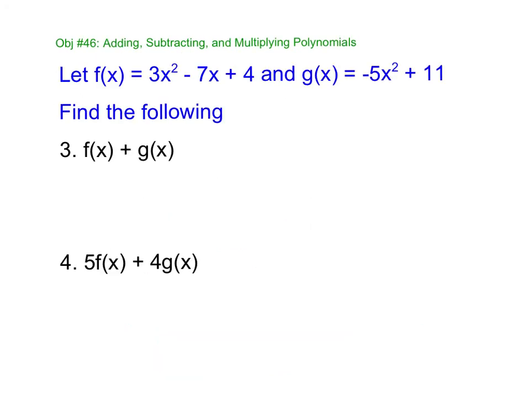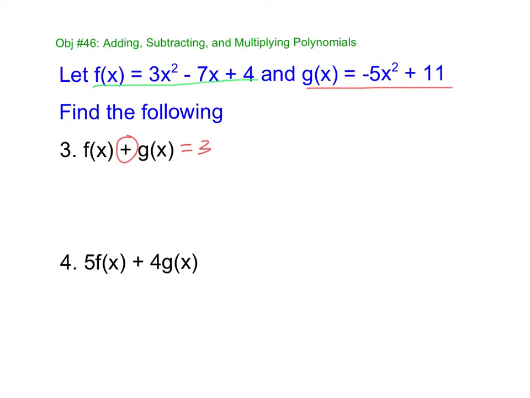Okay, so one of the things we do is they identify f and g. So there's my f, and there's my g, and then they're just like, oh, well, f plus g. So we're adding them together. It's just kind of a different type of notation. So add your f of x and your g of x. What do you get? And then pause. See if you can figure out number 4.